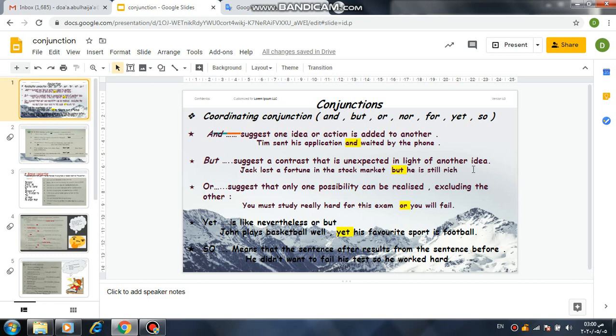Two opposite ideas. Or suggests that only one possibility can be realized, excluding the other. For example, you must study really hard for this exam or you will fail. If you don't study hard, you will fail. So one action will happen: study hard or fail.